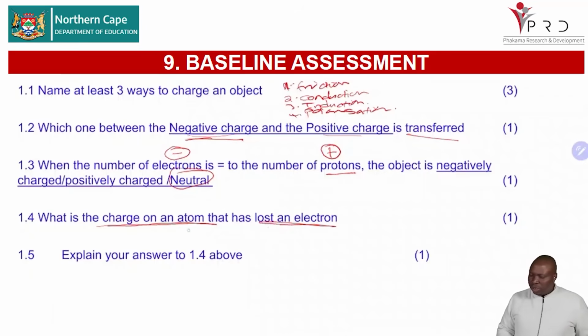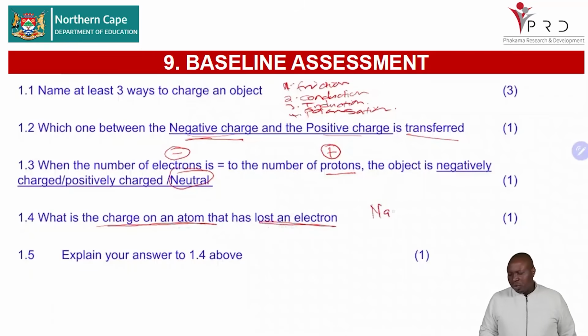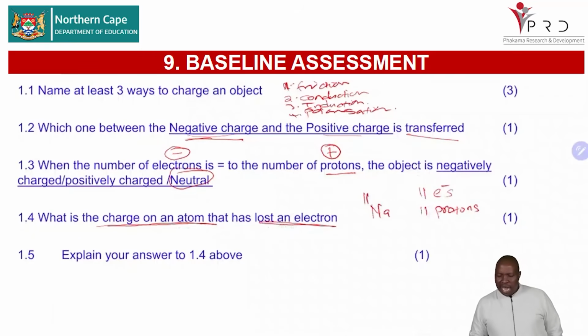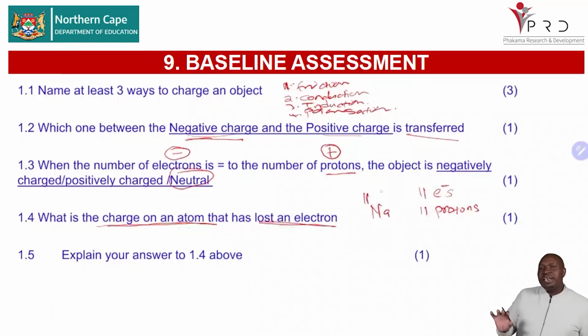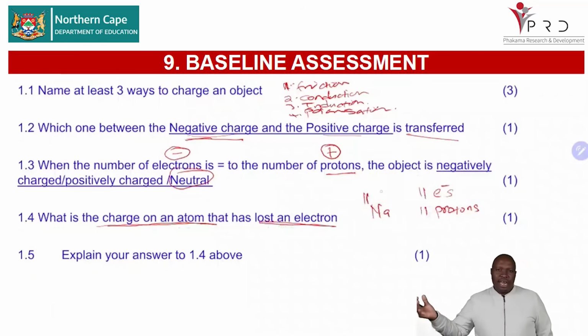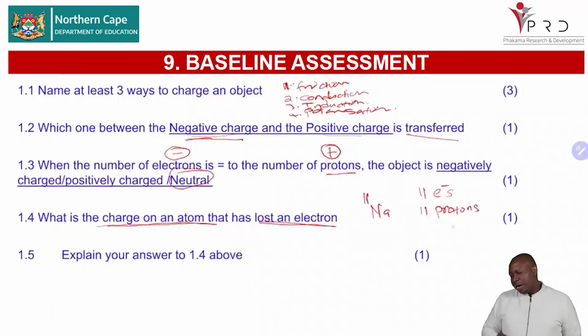Now we're saying, what is the charge on an atom that has lost an electron? So you will know that if, for example, you are having sodium, sodium is number 11 in the periodic table. So you will know that sodium has 11 electrons and 11 protons. So 11 negative charges and 11 positive charges. And sodium is written as neutral. The neutral there is telling you that the number of electrons is equal to the number of protons.